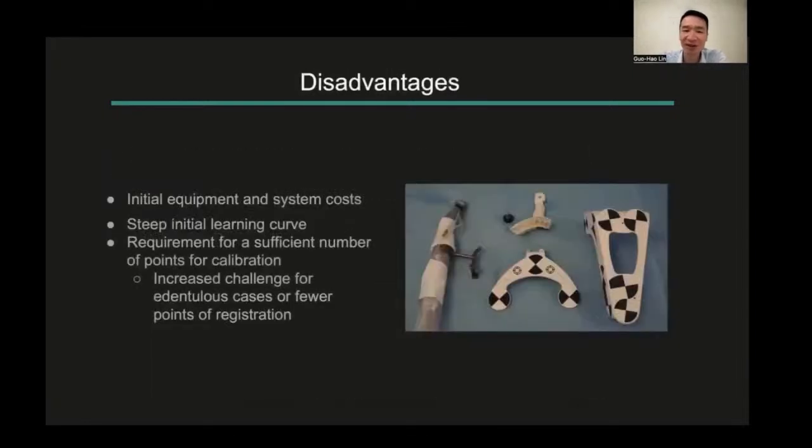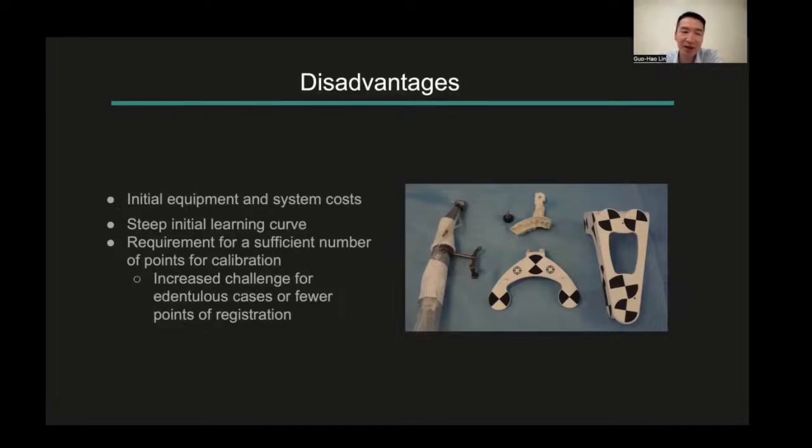But nothing is perfect. With navigation guided systems, we also have extra costs at the very beginning to purchase extra equipment and a system for implant placement. There is also a very steep learning curve for beginners. Studies have shown that surgeons may need to use the system for 3 or 4 surgeries before they feel comfortable using the navigation system.